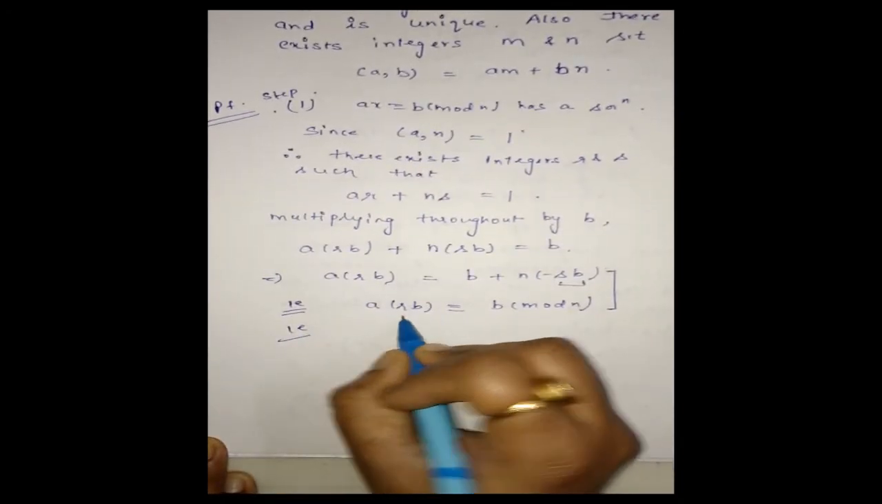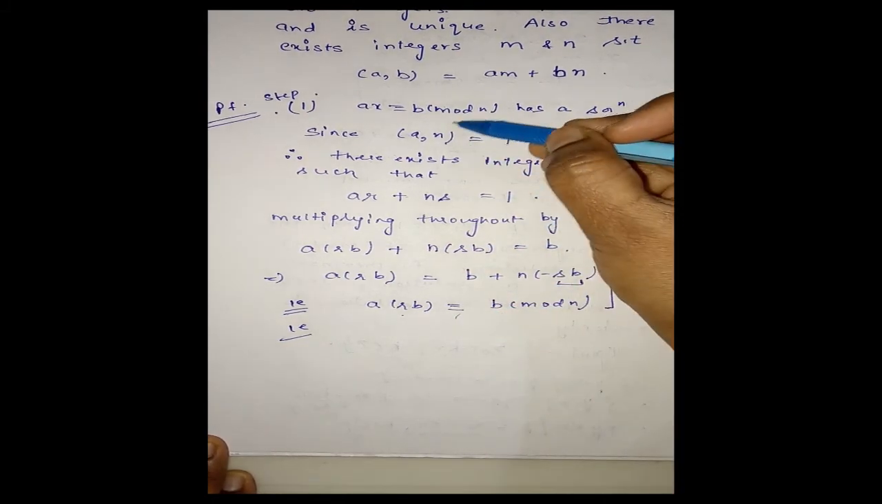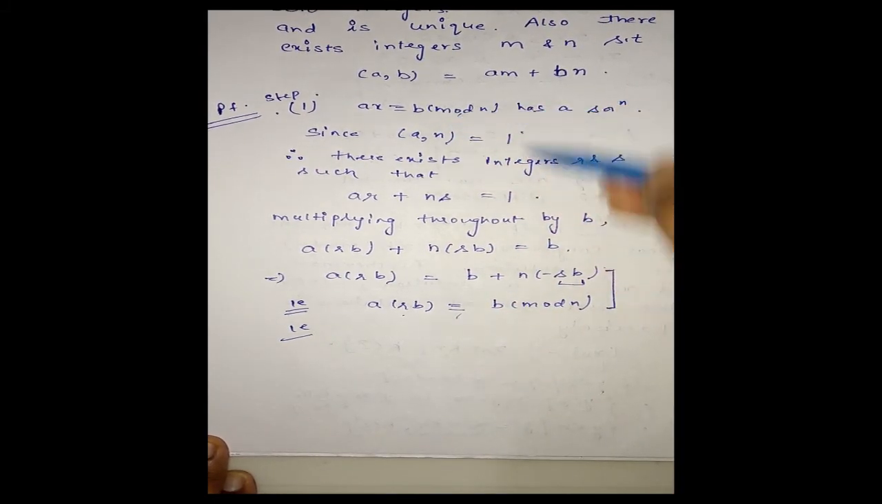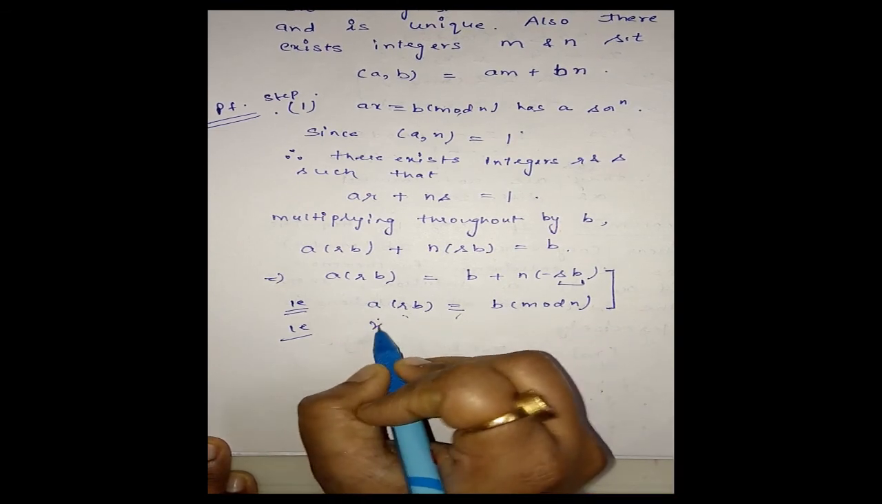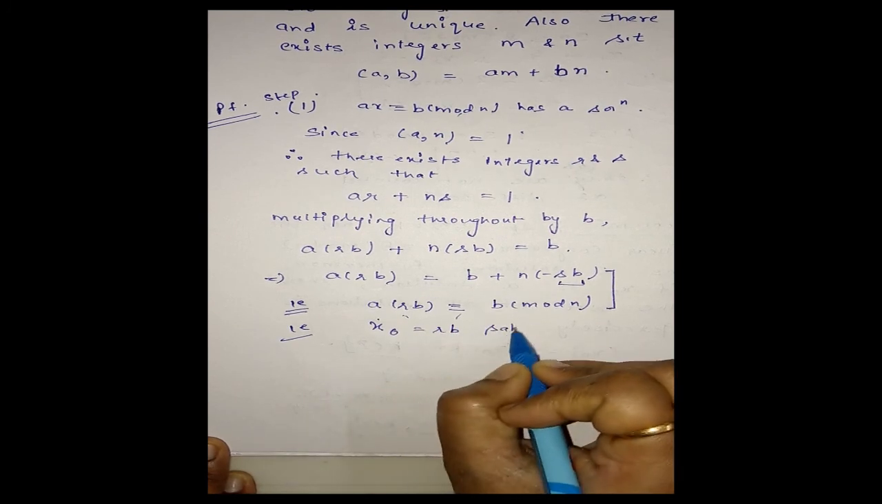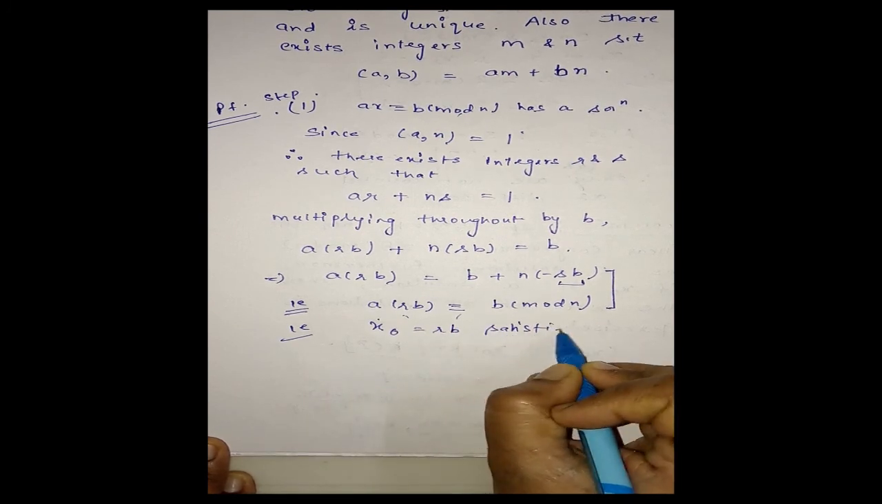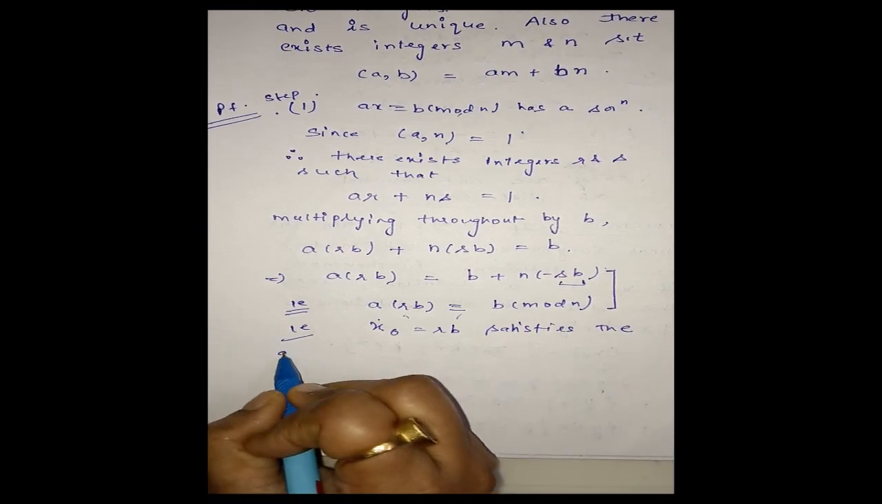Now comparing this with the linear congruence, if I compare these two congruences, ax is congruent to b modulo n and a into rb is congruent to b modulo n, we get x naught is equal to rb satisfies the given linear congruence.